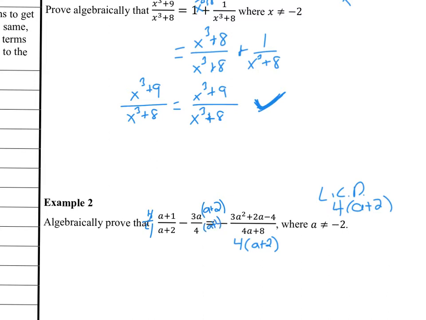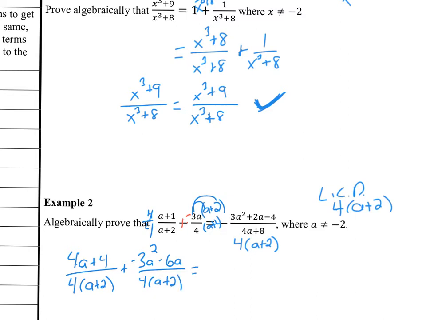Okay. So I have 4a plus 4 when I multiply it in. The denominator is 4 and then a plus 2. I don't like subtraction, so I'm going to do a plus a negative. So I have plus a negative 3a gets multiplied in, so 3a times a is 3a squared. Negative 3a times 2 is going to give me minus 6a, all over, again, 4 times a plus 2. And that's going to equal whatever it equals, so I've got to keep going now.